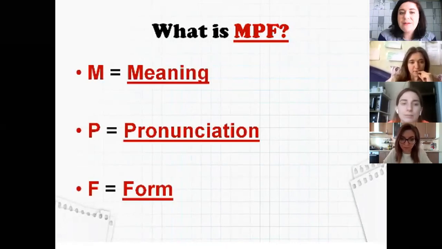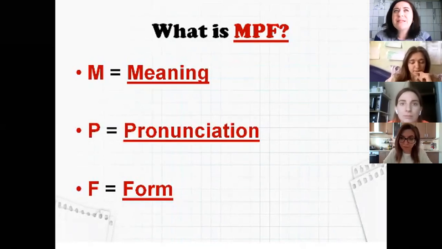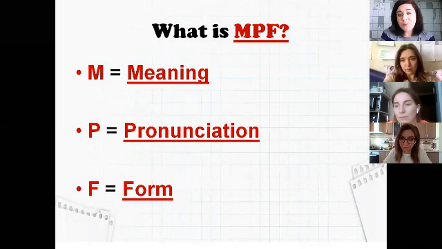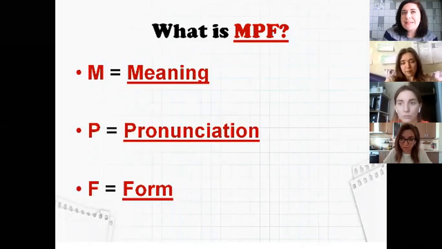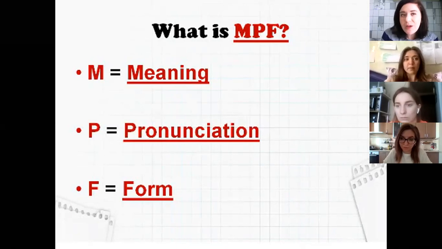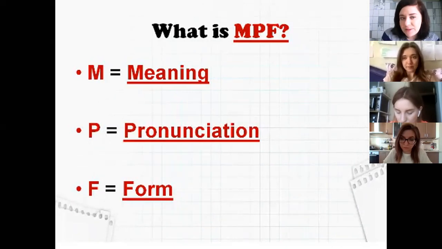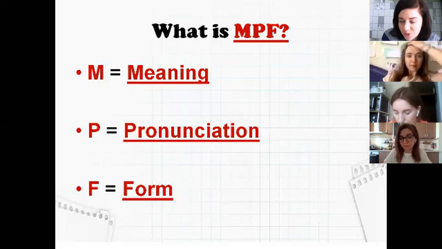Yes, so meaning, pronunciation, form. It used to be also, or it still can be with usage, and the abbreviation can be different, like FUMP. It's easier to remember how to pronounce it, but if you use the abbreviation FUMP, there can be some kind of misunderstanding, because the order of your questions is different. So if it is an MPF, it means that first you focus on the meaning, then on pronunciation, then on the form.